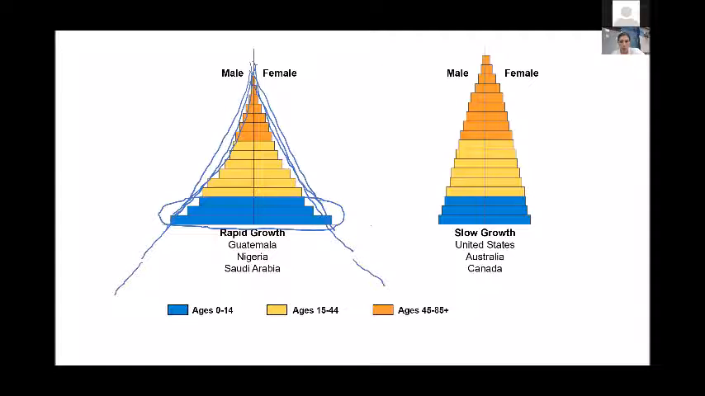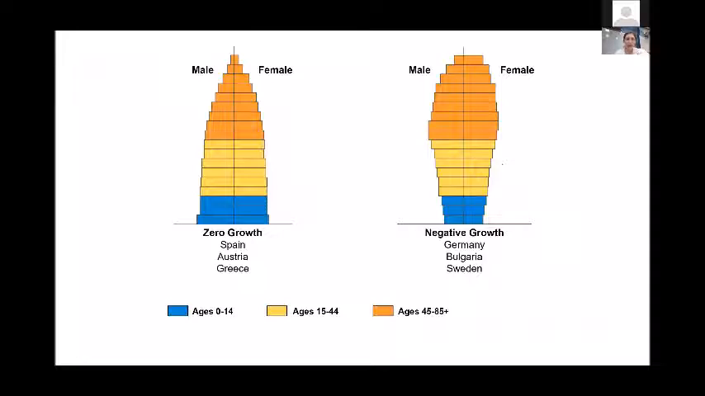Now, slow growth is still kind of this pyramid shape, but it's less severe. So there is an increase in individuals, but it's just not as rapid. You usually see these in developed countries where there's also some good rates of immigration. A zero growth pyramid is going to look more like a column.